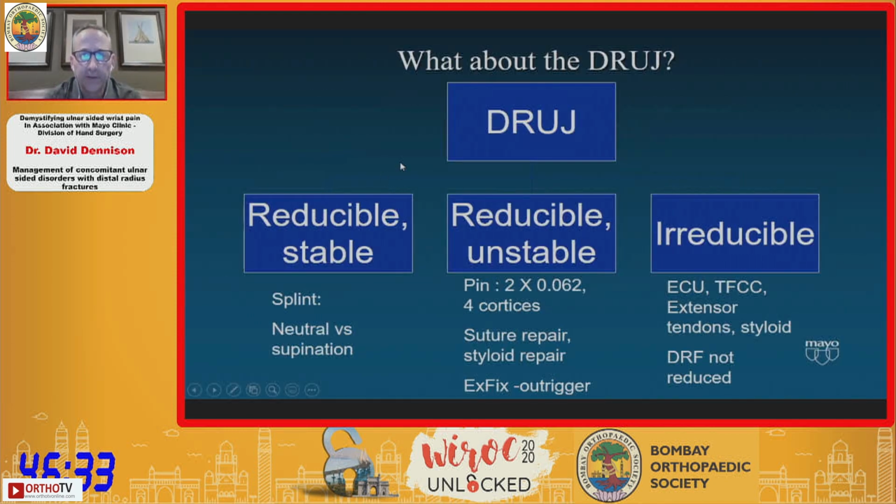So if we're on the left side of this screen and we fix the radius and it's stable, that's great. We might splint it in neutral. We prefer to splint in neutral. Almost all of us here will do that, so we minimize any pronation or supination contractures.